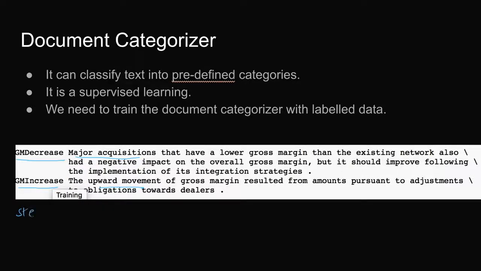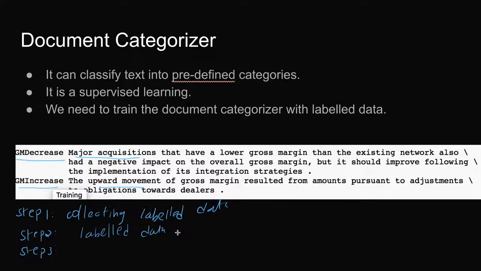Basically there would be 3 stages in document categorization: step 1, step 2, step 3. The first stage would be collecting labeled data. Labeled data means you need to manually collect data similar to this. You need to manually collect data for GM decrease, and similarly for GM increase. So this is the first stage. The second step is using that labeled data: you give the labeled data to some algorithm. That algorithm would be a document categorization algorithm that would return the doccat model, which means the document categorization model. So this is the second stage, which can be called the training stage.